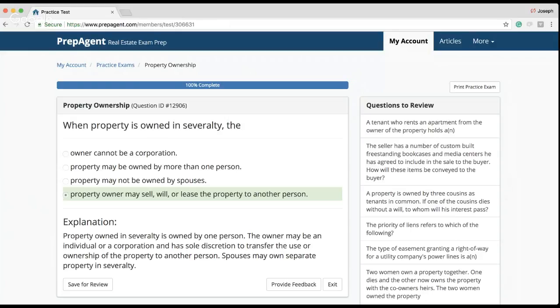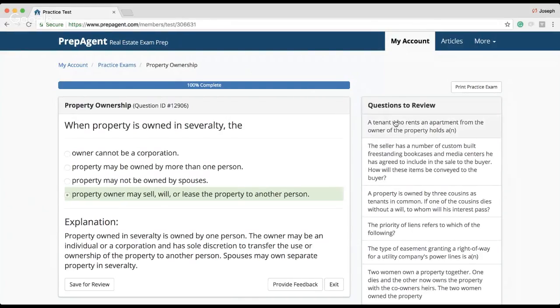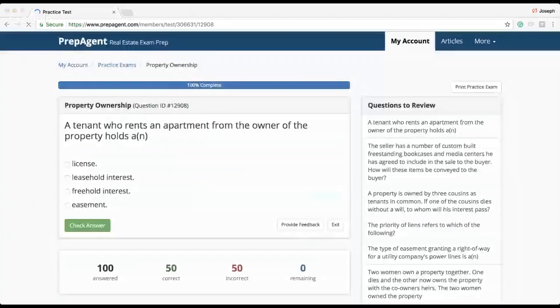All right, moving right along. A tenant who rents an apartment from the owner of the property holds A, a license, B, a leasehold interest, C, a freehold interest, or D, an easement. What do you guys think? Okay, we went over this before. Hopefully everybody gets it right. The answer is leasehold interest.